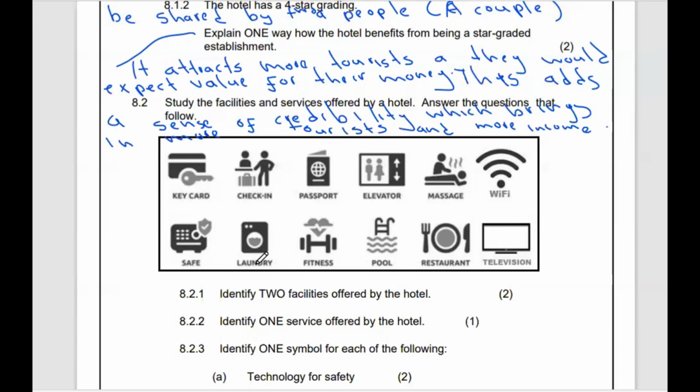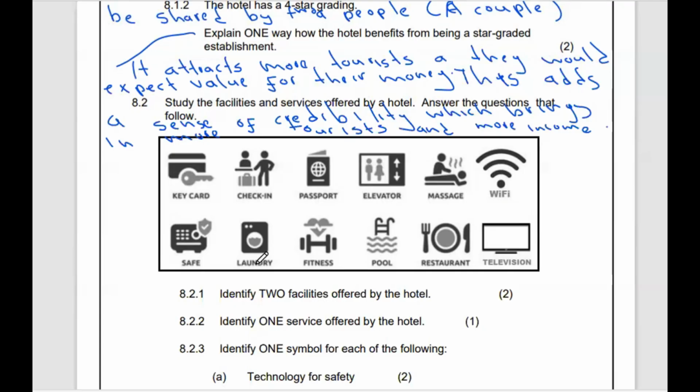So we do have the key card. We also have the check-in. We also have the passport, the elevator. Then we also have massage, Wi-Fi, the safe, the laundry, fitness. We have a pool. Then there's also a restaurant and television. Identify 2 facilities offered by the hotel.